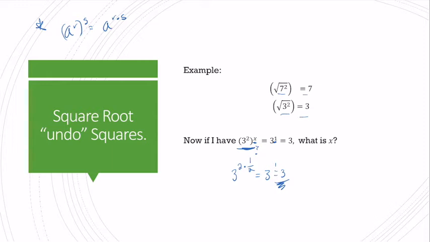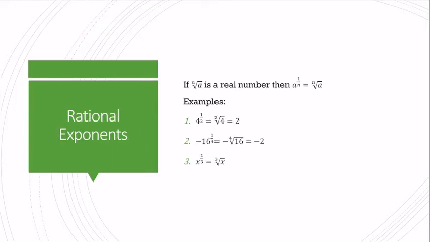So let's talk about rational exponents, right? Let's say that the nth root of a is a real number. Then a to the 1 over n is equivalent to the nth root of a. So for example, if I have the cube root of 27, that's the same as 27 to the 1/3, which is 3, right? We could solve that. If I have the 4th root of 625, that's going to be 625 to the 1/4, which would give me 5.